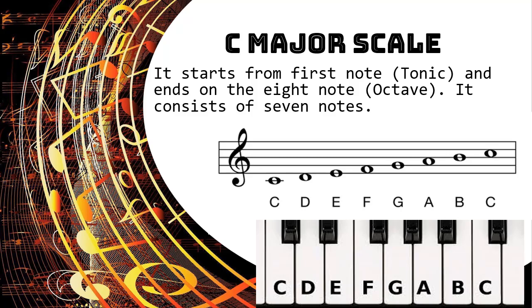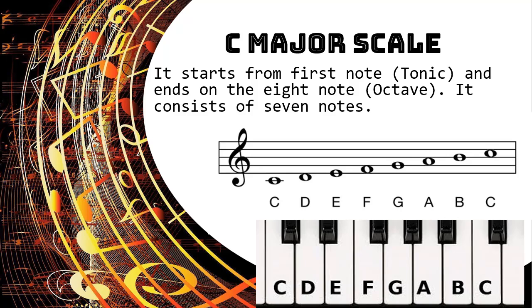G and A, we have a black key. A and B, we have a black key. Then between B and C again, there's no black key separating those two notes. So that is where the semitones occur in a C major scale, and that is basic in understanding the major scale. You must remember where the semitone naturally occurs on the scale. It naturally occurs between E and F and between B and C.